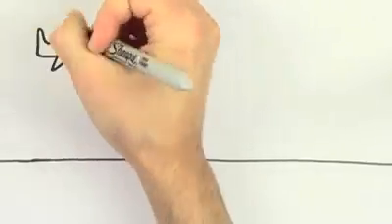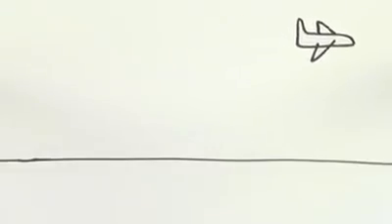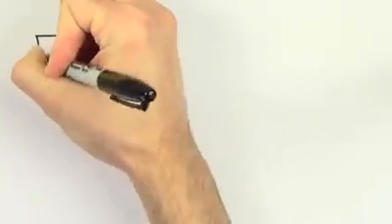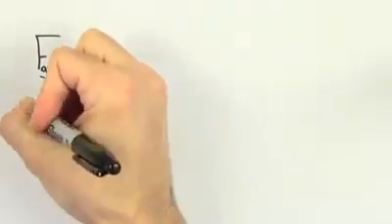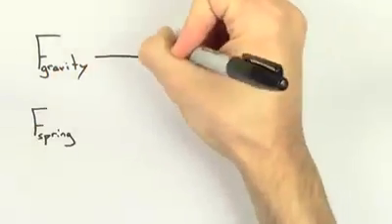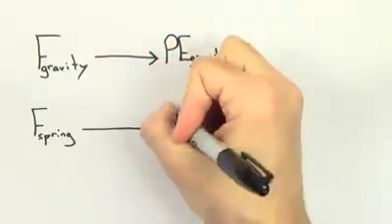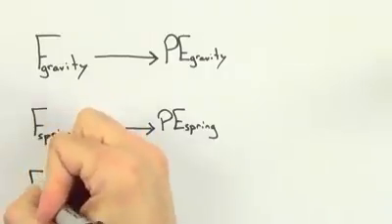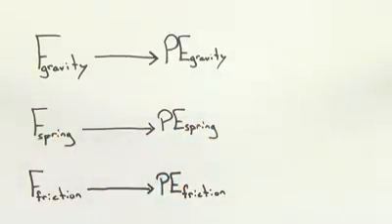Similarly, air resistance is not a conservative force, since the work done by air resistance depends on the specifics of the path taken. It's useful to note that if a force is conservative, you could define a potential energy for that force. That's why conservative forces like gravity and spring forces have potential energies associated with them, and non-conservative forces like friction do not have potential energies associated with them.